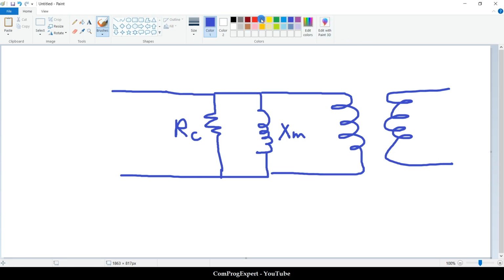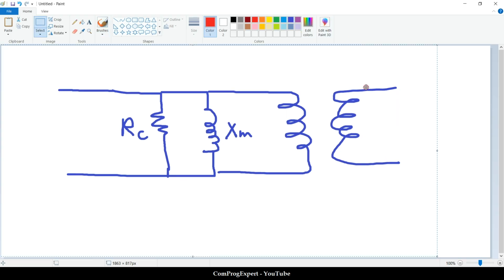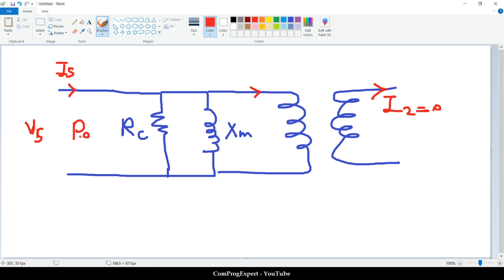So in the open circuit test, the no load test, the secondary side is open. The value of I2 is 0. So this is 0. And this is V of the source. We can call it open circuit or source voltage. This is the source current. And also we have the power, P0 here, or open circuit.